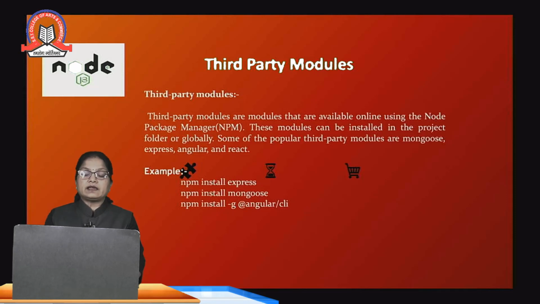And the last type of module is the third-party module. These modules are available online using the Node Package Manager. These modules can be installed in the project folder or globally. Some of the popular third-party modules are Mongoose, Express, Angular and React.